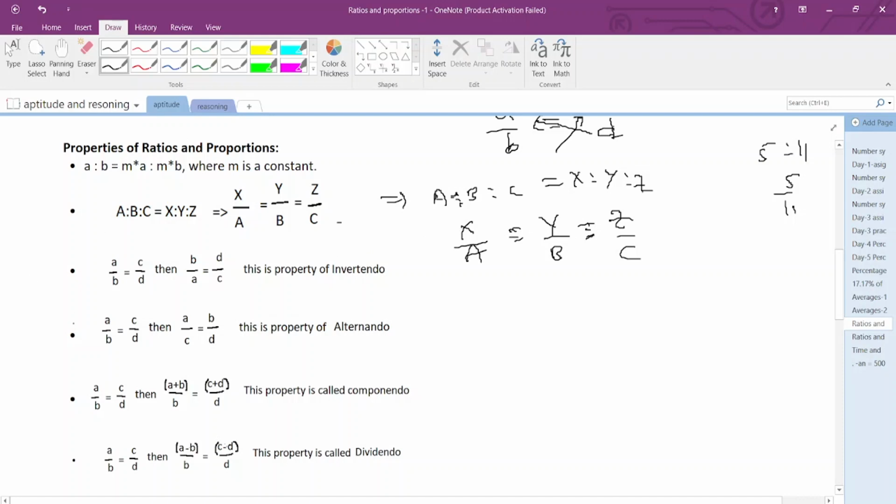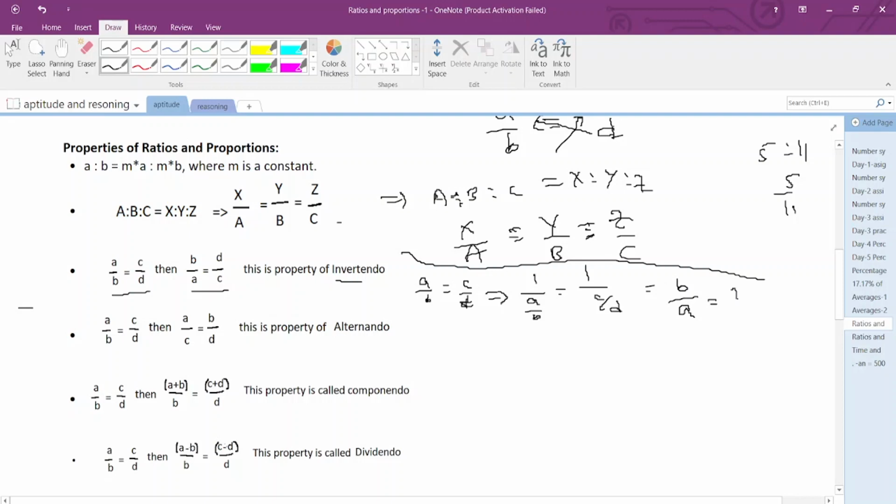Now the third one. If A by B is equal to C by D, then B by A is equal to D by C. This is the inverted property. Let's take A by B is equal to C by D, which is what they gave. Now take the inverse: 1 by A by B is 1 by C by D. B goes up, so we get B by A is equal to D by C. So if A by B is equal to C by D gives B by A is equal to D by C, we call it the inverted property. Hope it's clear.